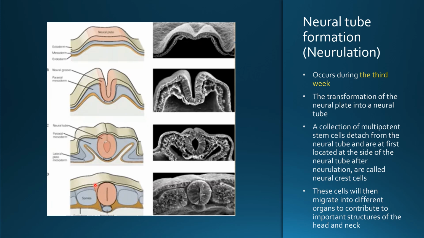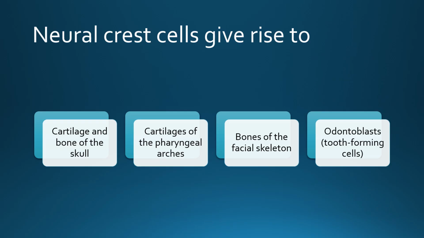Now, some of the cells do not directly contribute to the tube but become detached from it and remain here in the area near the crest of the neural tube. These are called neural crest cells. Now, these cells are stem cells that are multipotent and will later on migrate to form different structures of the head and neck.